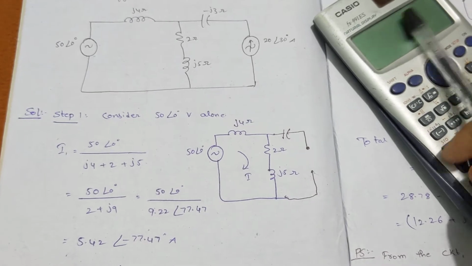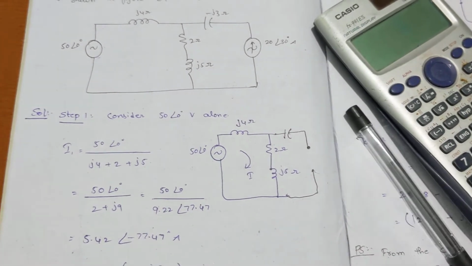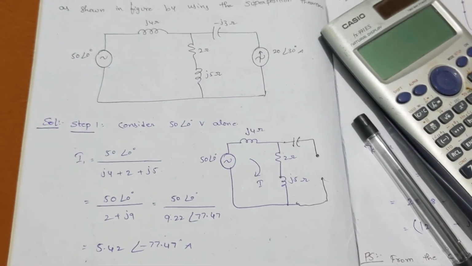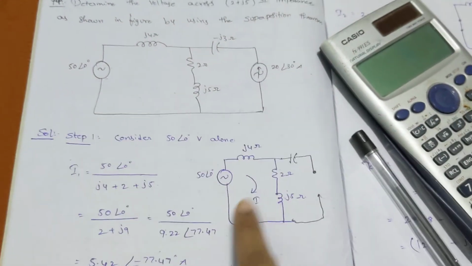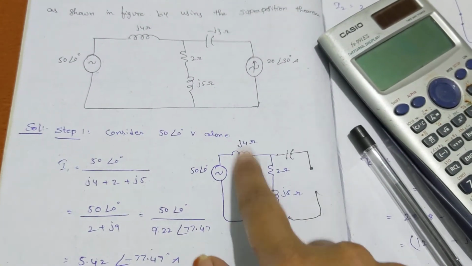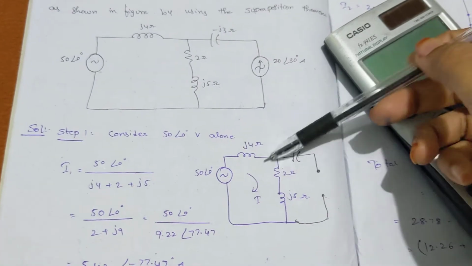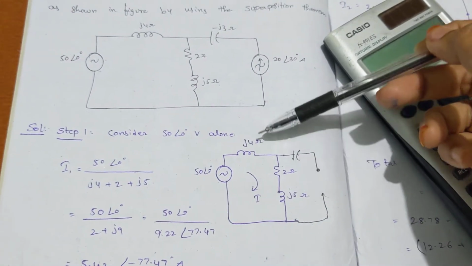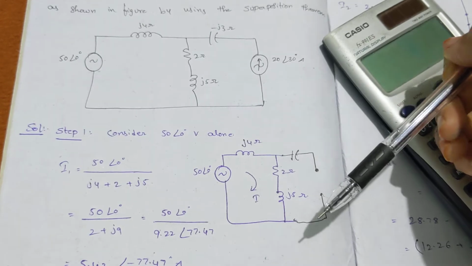We know I equals V by Z. So what is the V? 50 angle 0. What about Z? These two are in series. Okay, these three are in series: J4 plus 2 plus J5. So it will be 2 plus J9.